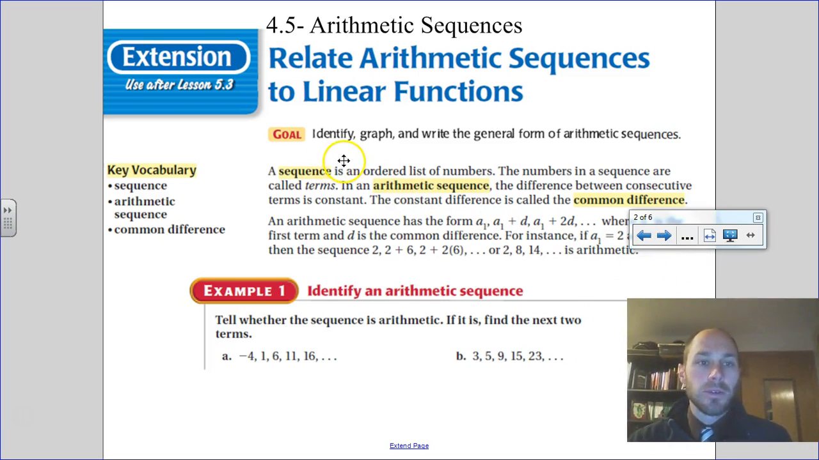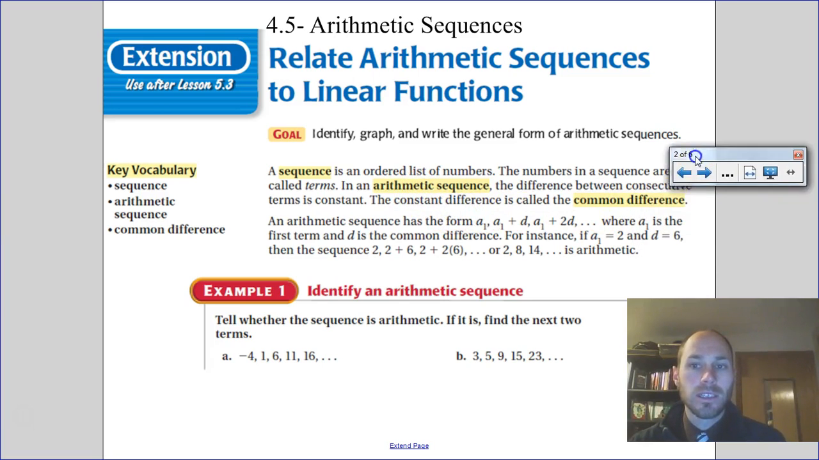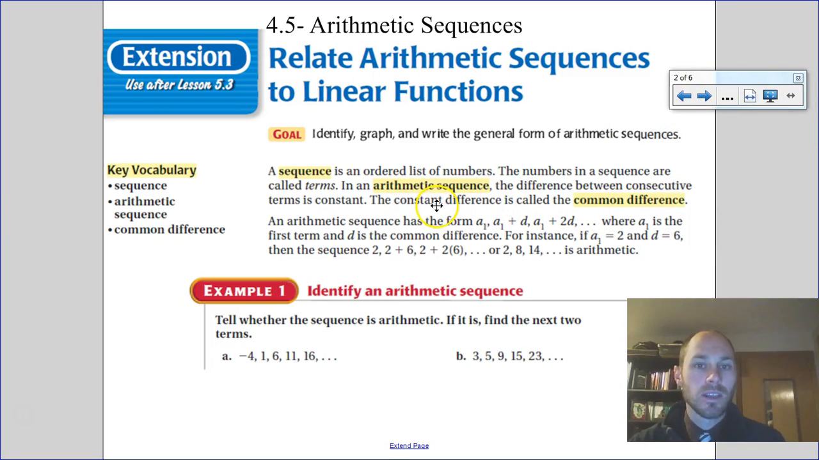As I mentioned, a sequence is an ordered list of numbers. Those numbers in the sequence are called terms. In an arithmetic sequence, the difference between consecutive terms is always constant, whereas sequences in general can follow any kind of pattern. But in an arithmetic sequence the difference is constant, and that constant difference is known as the common difference. It's terminology we'll use.